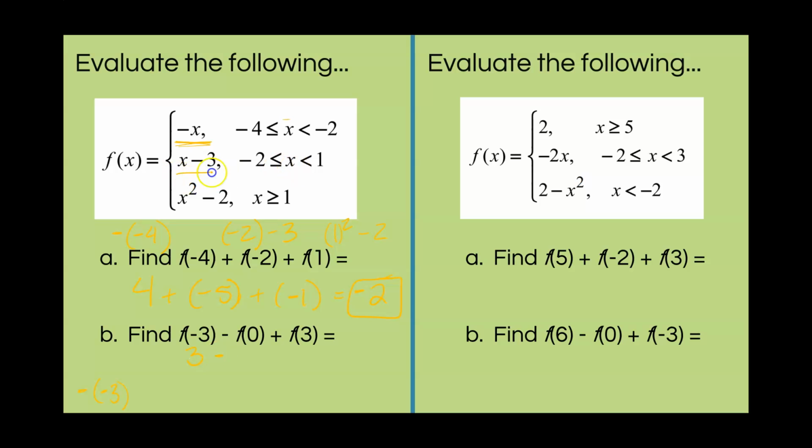0 fits in the second equation because 0 is between -2 and 1. So we're going to say 0 minus 3. So that's going to give me a -3. Plus, where does 3 fit in? 3 is greater than 1, so 3 goes here. So that's going to be 3 squared minus 2. So it's going to give me 7. So we're going to say 3 minus -3 plus 7. And I get 13 as my answer.